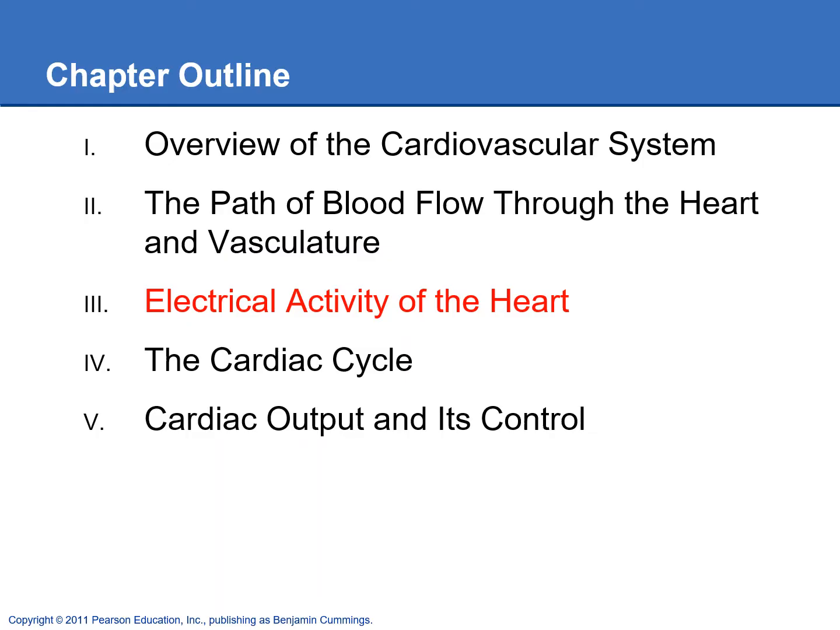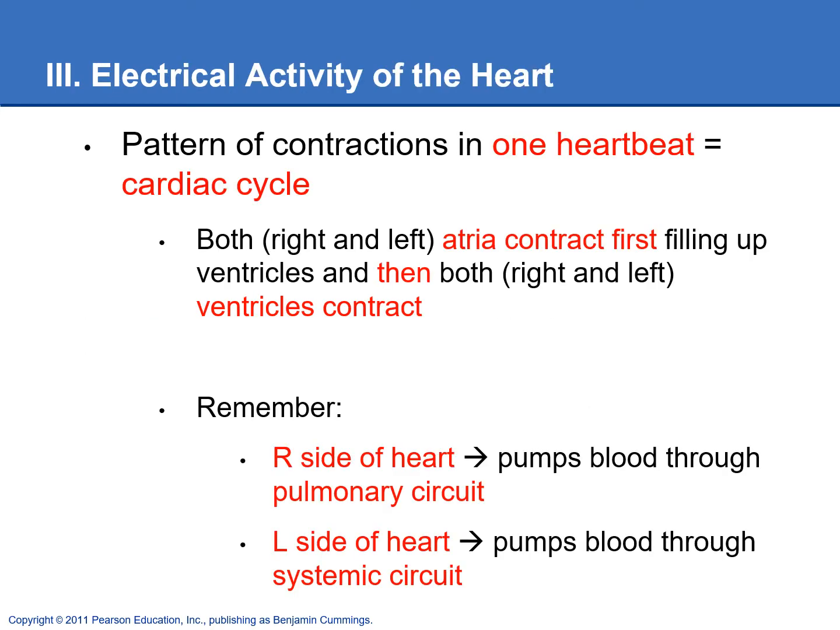We're going to continue on with the electrical activity of the heart. The pattern of contractions in one heartbeat is called the cardiac cycle. We want the atria to contract first. They will finish filling up the ventricles, and then we want the ventricles to contract second. The electrical activity in the heart will control that contraction pattern.